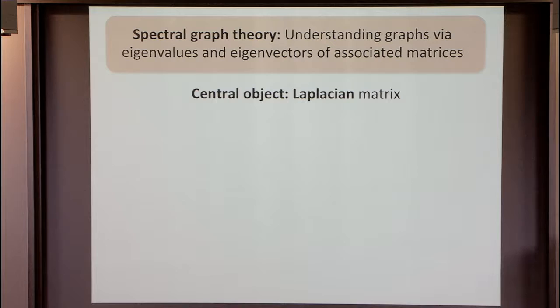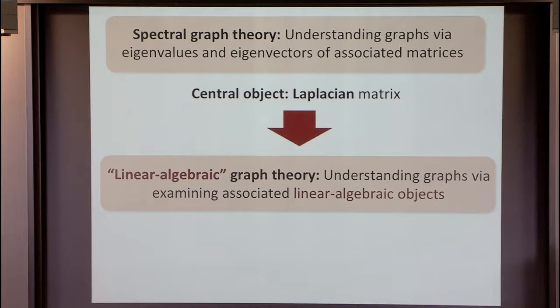This is a great success story that had many successes, and again, Luca's talk highlighted some of them. But I would argue that we are slowly getting past that, and there is the next generation of spectral graph theory appearing. I would call it linear algebraic graph theory, even though probably there is a better name, I just don't know what it is. Somehow what we are trying to do here is not only look at eigenvalues or eigenvectors, we're trying to use some linear algebraic objects to understand the graph better and manipulate it better.